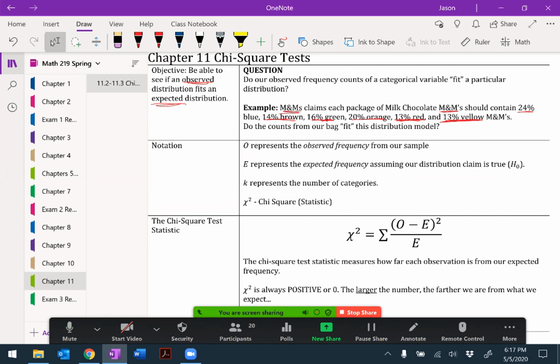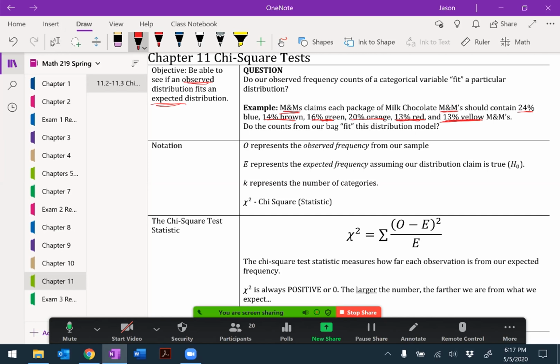Now, normally, if we were meeting together in class, we would actually have real M&Ms, and we'd be eating M&Ms at this point. So, if you want to go grab yourself a bag of M&Ms tonight, be my guest. Okay, but do the counts from our bag fit the distribution model, or are they off?